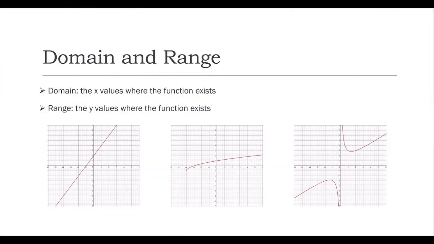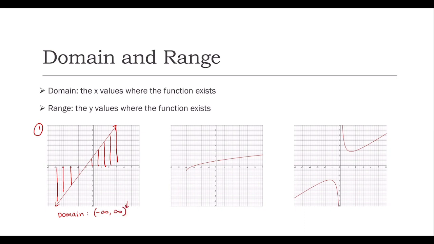Next, we'll learn about domain and range. So domain is the x values where the function exists, and range is the y values where the function exists. So we'll start with our first one here. So this one, our line seems to go on forever. So if we look along the x-axis, it's going to exist for all values of x in both directions. So our domain is going to be from negative infinity to infinity.